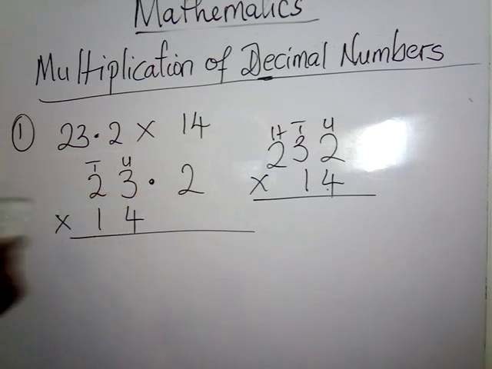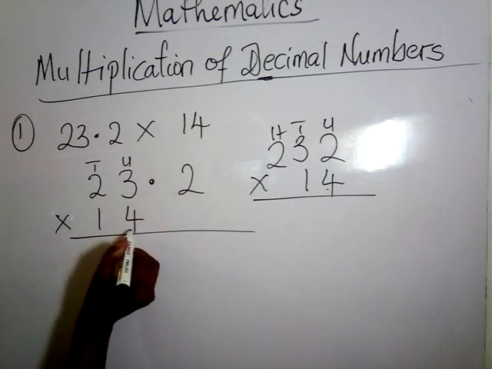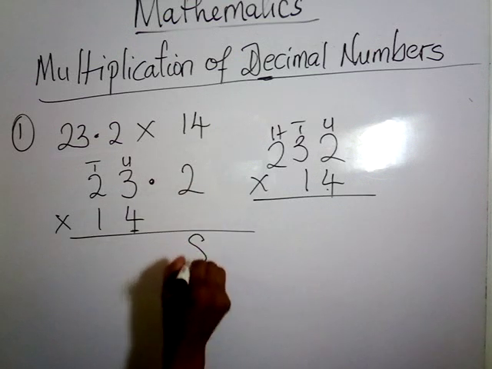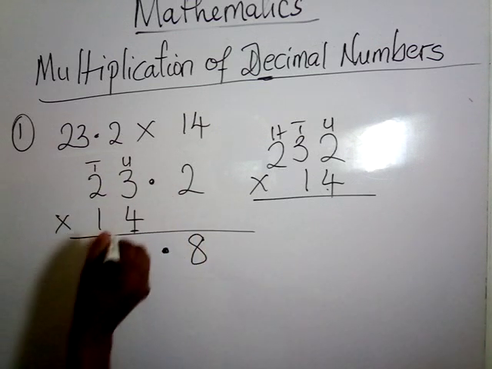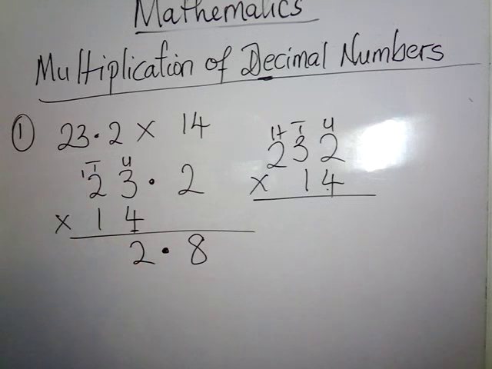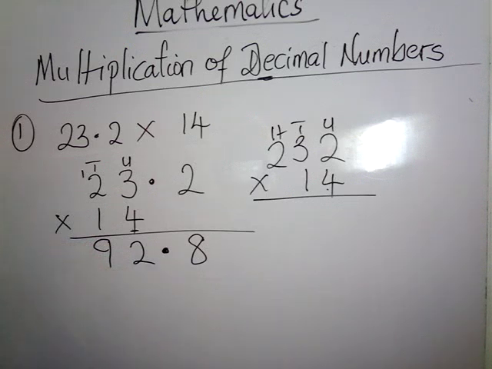So let's look at this first. Now you have arranged. What do you do? Start multiplying. We use 4 first. So we say 4 multiply 2. That gives us 8. Now you put your point. Always remember that. 4 times 3 gives us 12. You write your 2. You bring 1 up here. 4 times 2 is 8 plus 1, 9. You are done with 4.